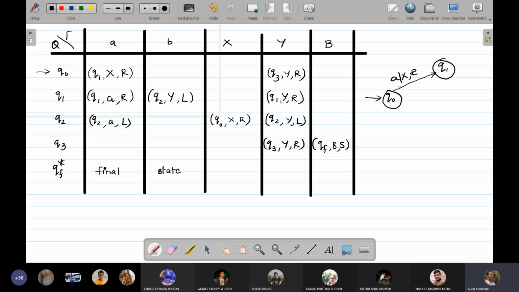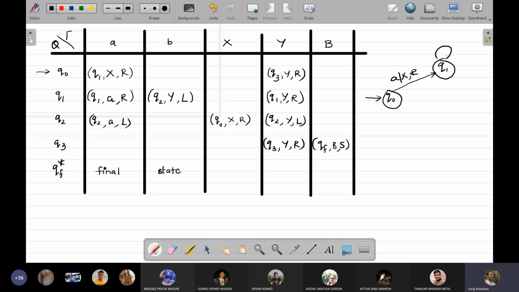Earlier for PDA, what we used to have was the input, the stack top element, and then what is getting converted, whether a push or pop operation is happening, that we used to write. Here what do we do? The input, what it is converted to. So A is made as X and then you keep moving to the right.